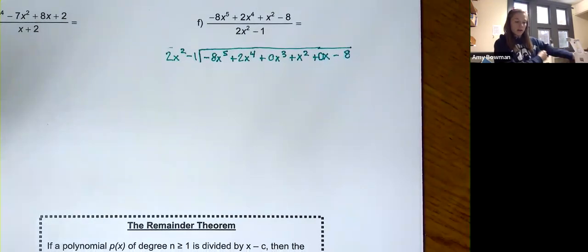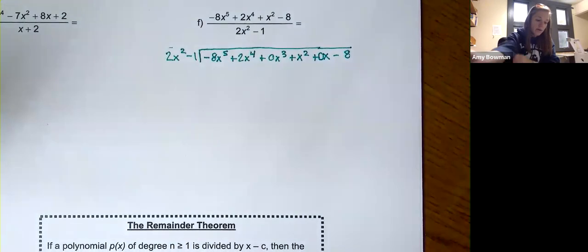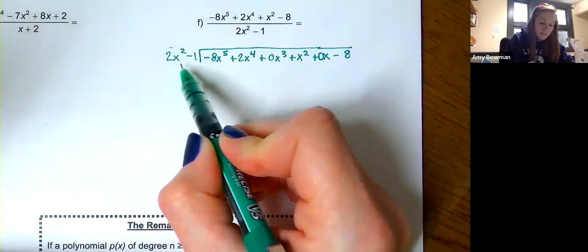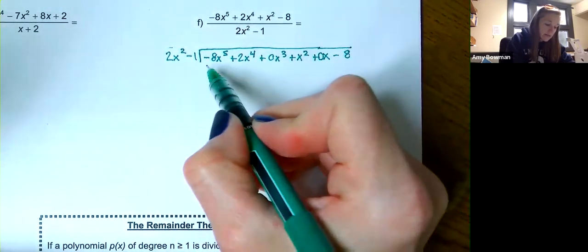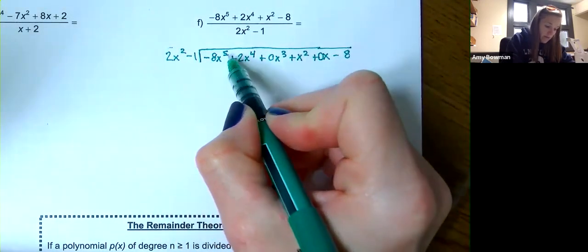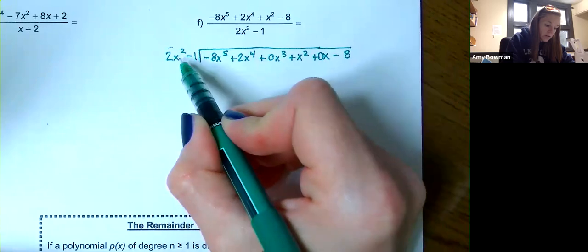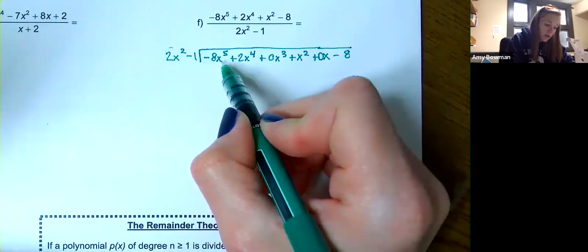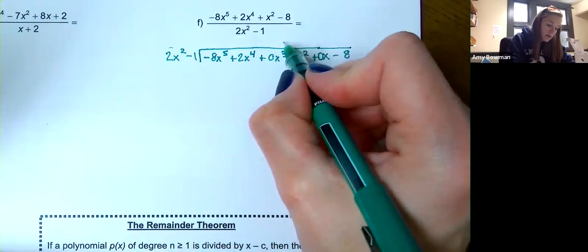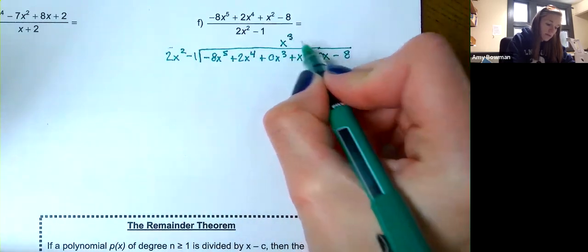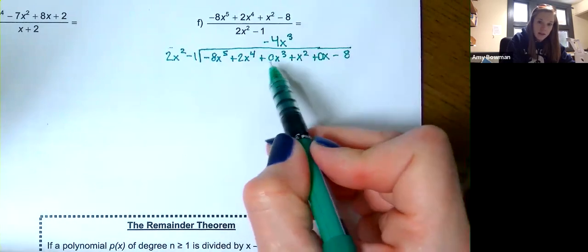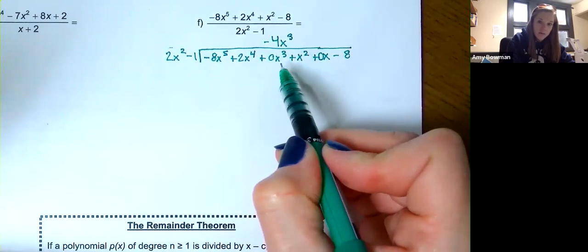And then we start with the long division. So again, we're focusing on this leading term 2x squared. 2x squared times what is negative 8x to the 5th? Well, that's going to be negative 4 to get 2 to negative 8, and then x squared times x cubed is x to the 5th. So that's going to be negative 4x cubed, and I arrange that right above my 0x cubed just to stay organized.